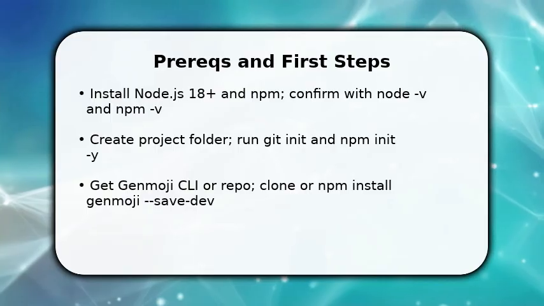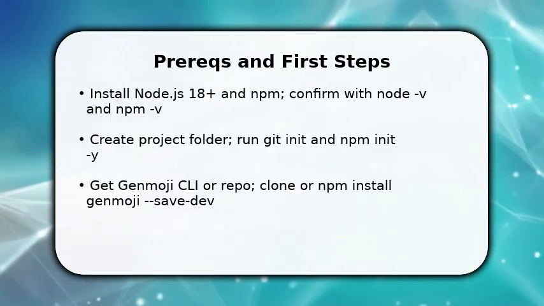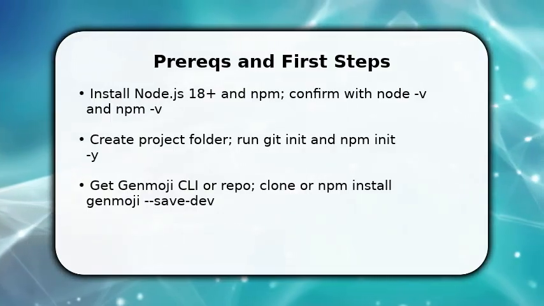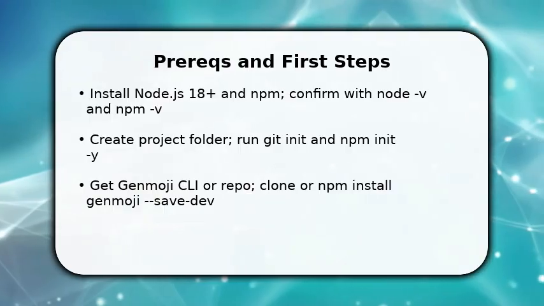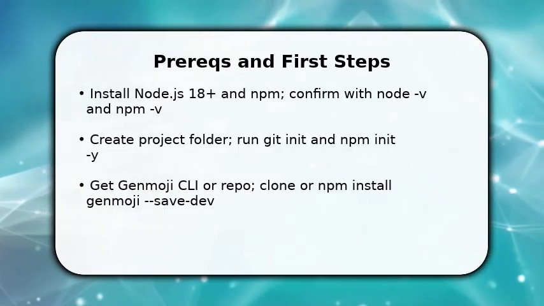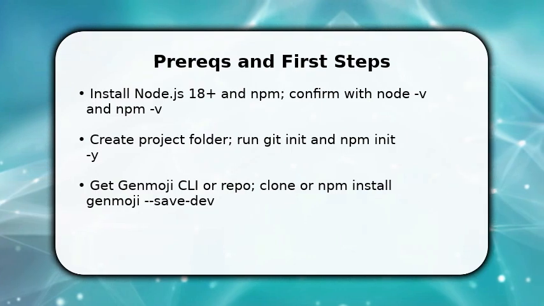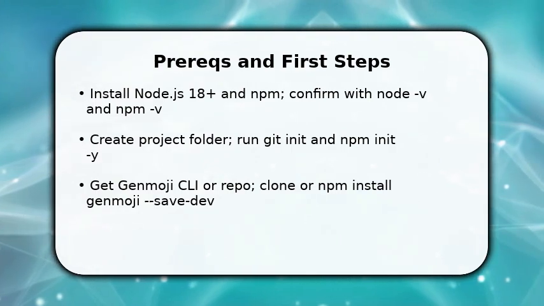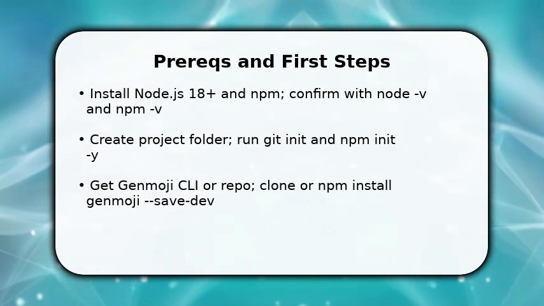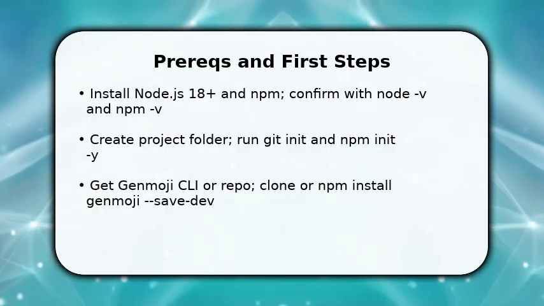Next, install or clone the Genmoji CLI into that project. Make sure it lands in node_modules or a local tools folder. You do this because Genmoji expects an NPM context and Git history for asset generation. Now you're ready to configure keys and templates.